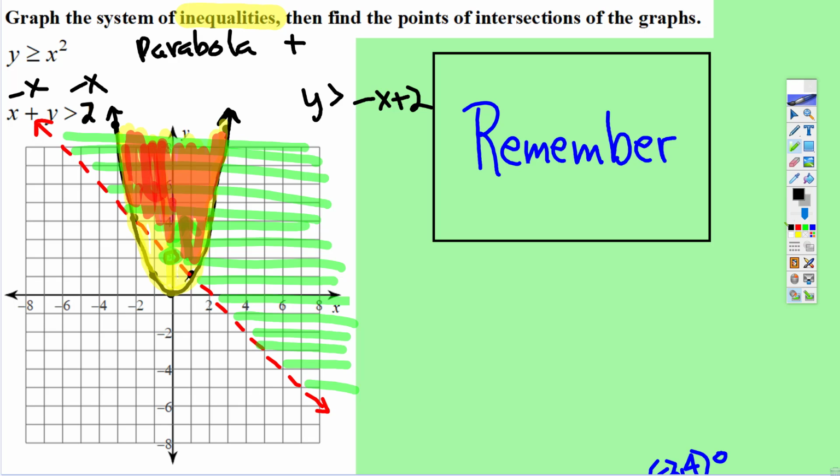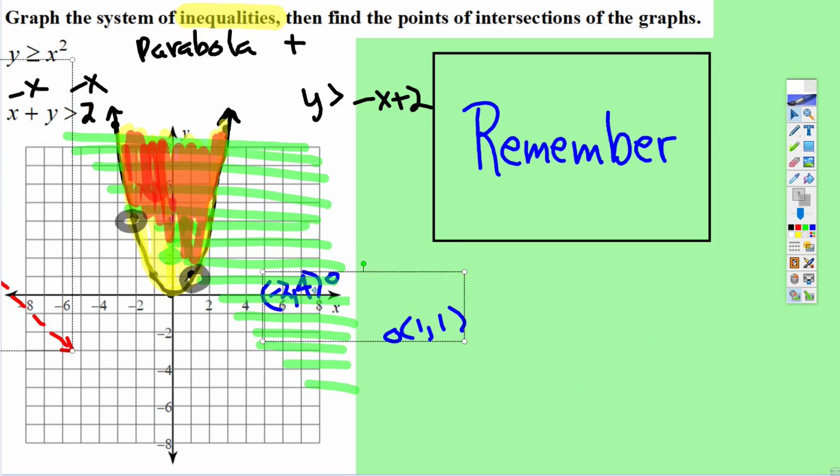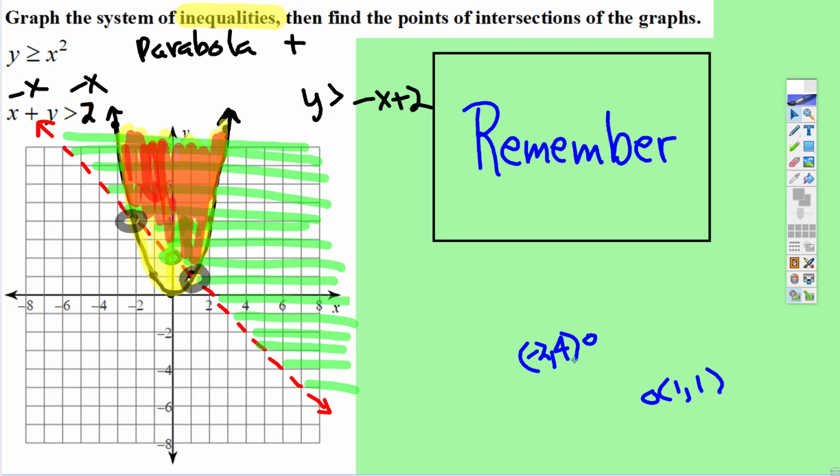Right here, where they intersect, at negative 2, 4 and at 1, 1, you would label it just like that. All right, that's it for graphing and shading systems of inequalities and labeling their points of intersection.